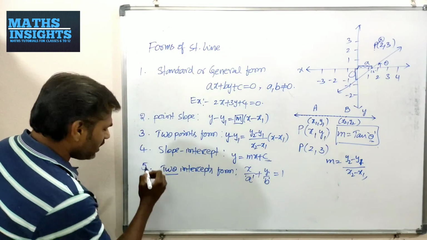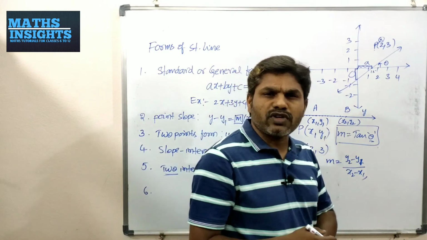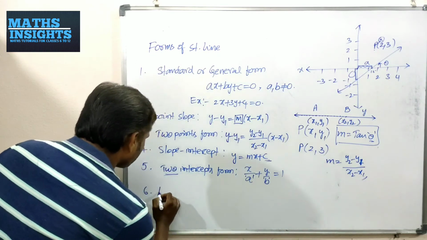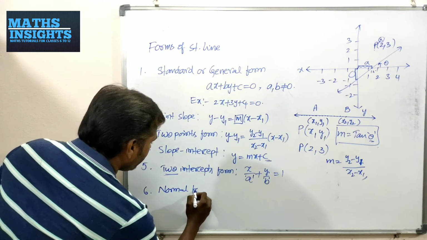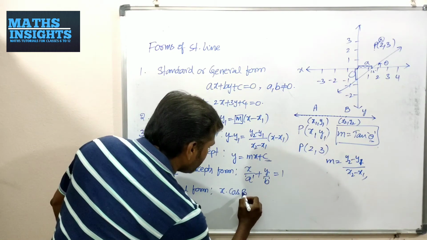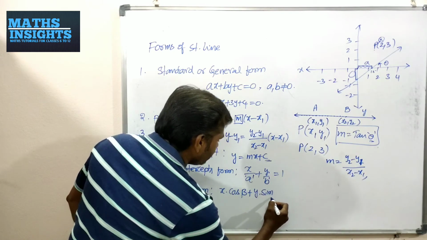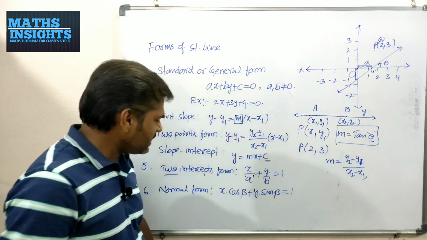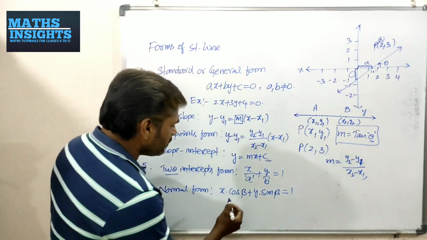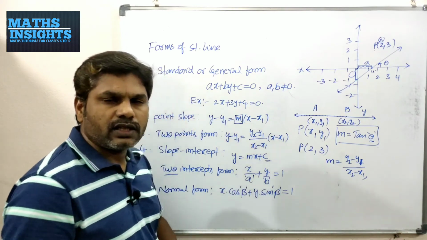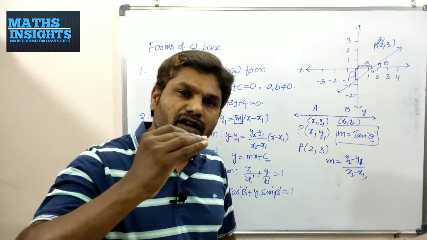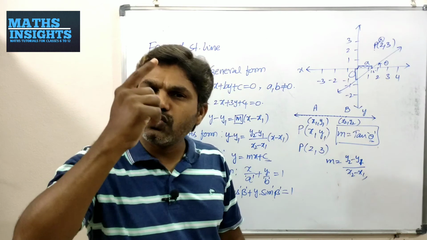Coming to last one, most of the students may not know about this one. This form of the line is called normal form. Normal form of a straight line is x into cos beta plus y into sin beta is equals to p. Generally most of you may not have heard about this one, but what is beta here? Beta is the angle made by a perpendicular drawn from the line to the origin.